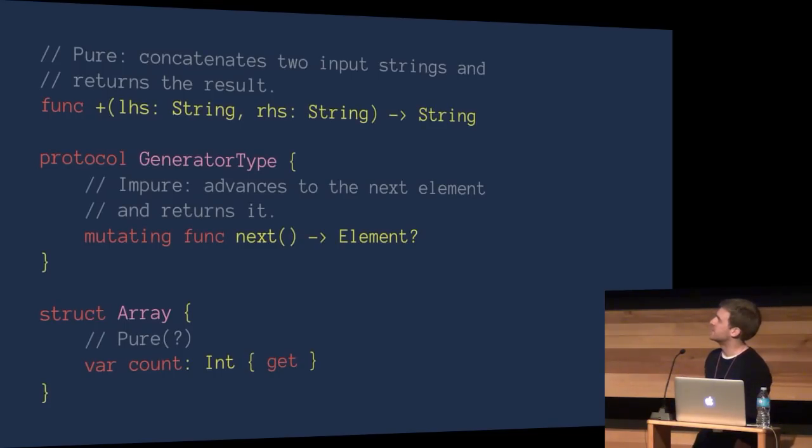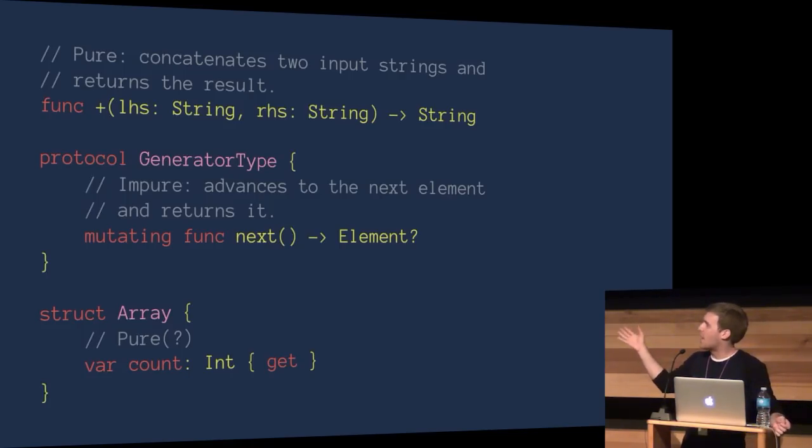Here are some examples from the standard library that we'll go through real quickly. String concatenation is a pure algorithm because given two strings, it'll always return the same concatenated string, right? There's nothing surprising about that. Generator type: as you iterate through the generator, it's actually mutating in place, like you exhaust the collection that you're going through. And this last example is maybe a bit ambiguous, and I want to talk about this one because I think it's relevant.